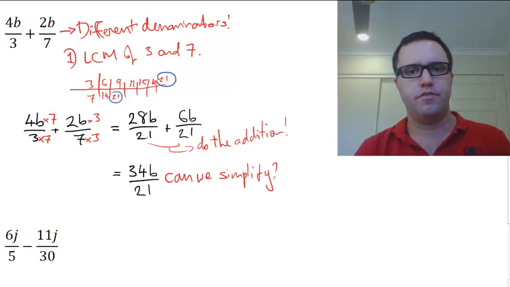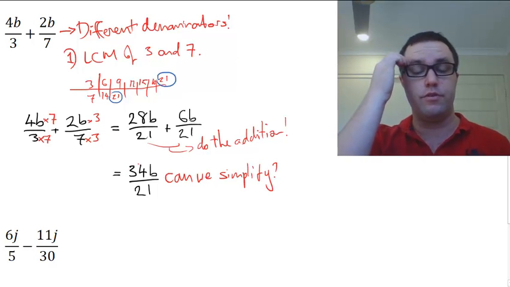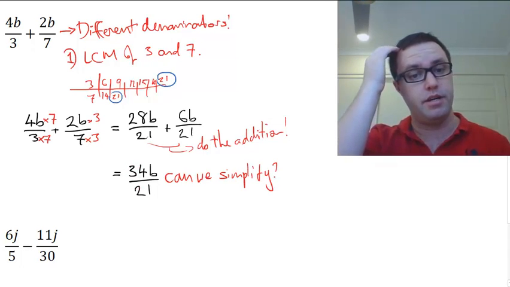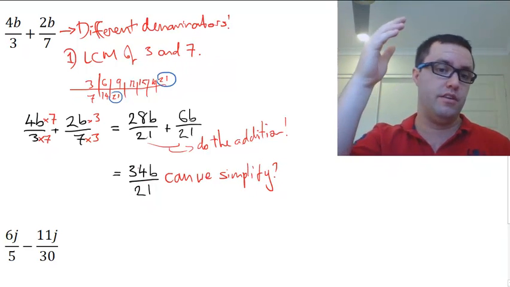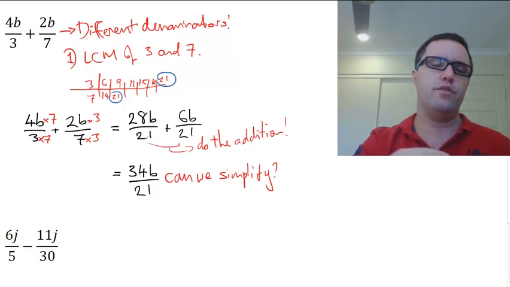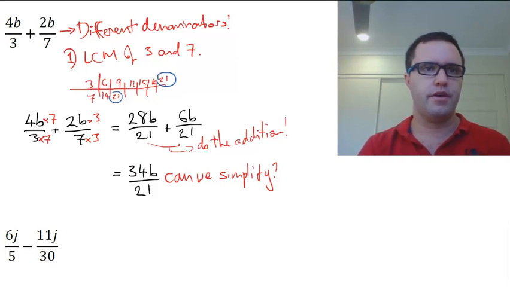Can we simplify? Well, I don't think so. 34 is an even number, so 2 is not going to work with 21. 3 or 7 isn't a factor of 34, so I just leave it. Okay, right. Let's go down to this next one.